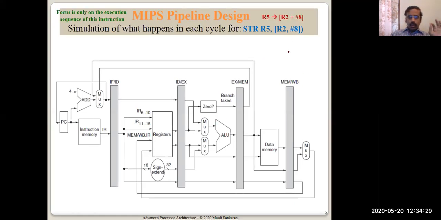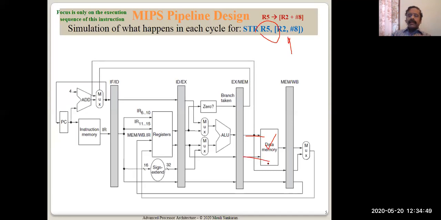So it's a store instruction. That means it is storing some data from R5 into the data memory. So during the data memory cycle, it is supposed to write something into it. For writing into data memory, it should have an address and it should have a data.